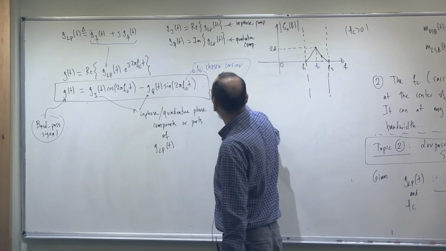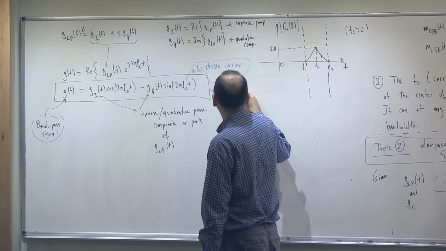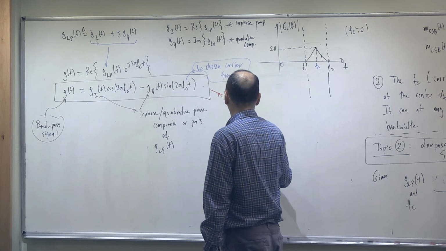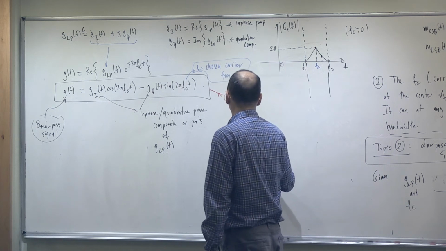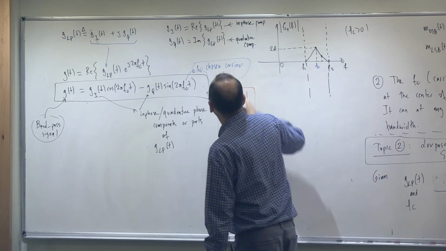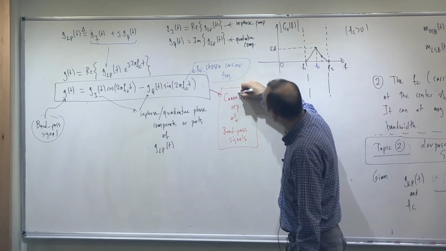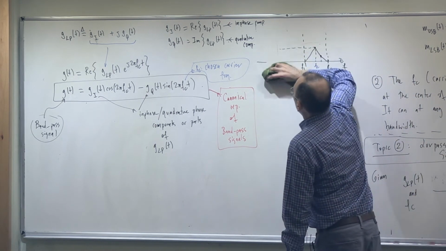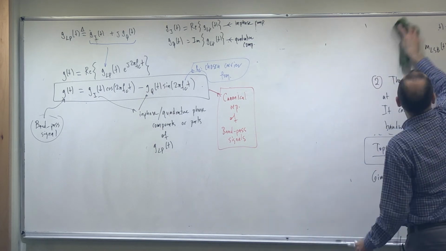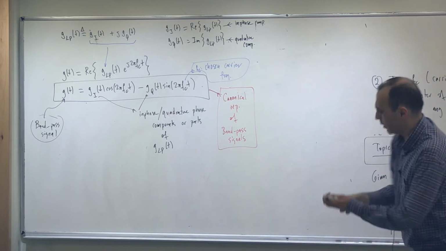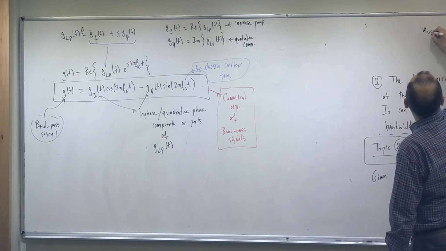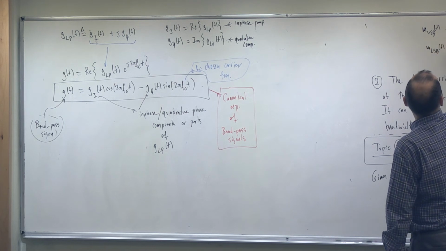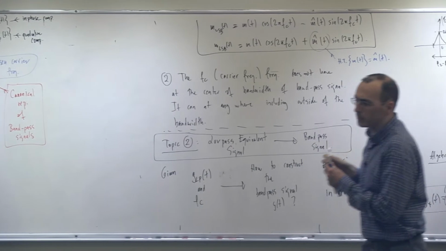And this equation is called the canonical representation of bandpass signals. Okay? So sometimes we will be mentioning this canonical representation of bandpass signals. Okay, so let's have some examples. But I want to keep this, at least this one, for future use. Not to erase it, let me reserve this space.